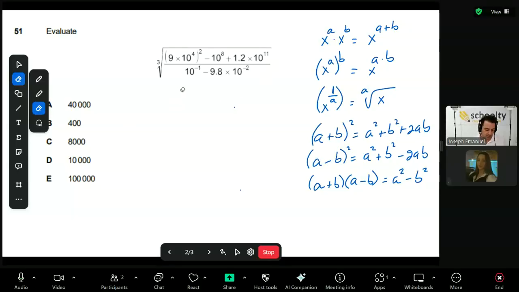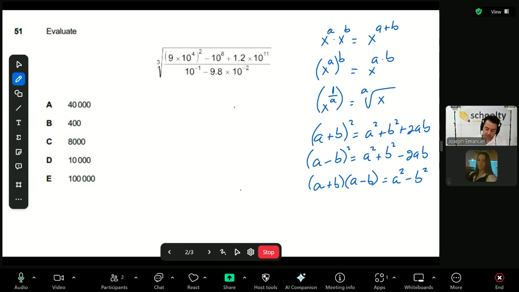Okay. Hi everybody. Today we are going to solve an IMAT past exam, 2022, physics and mathematics section, question number 51. So we have here a question: simplify this mathematical equation and see what's the correct answer.